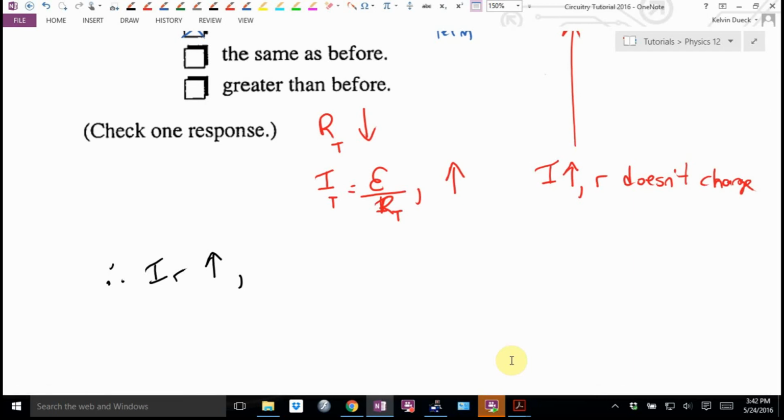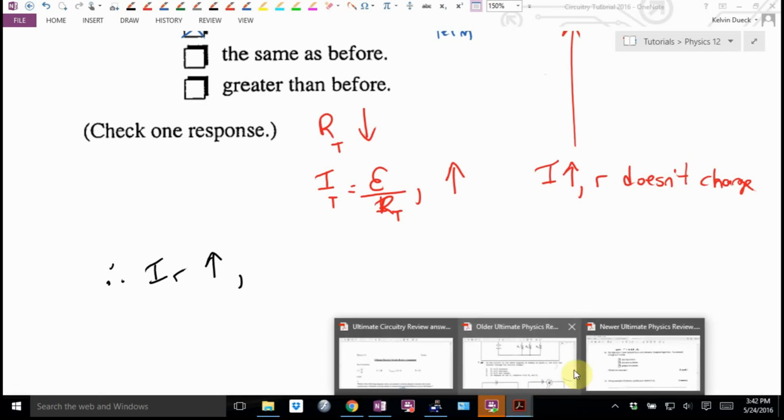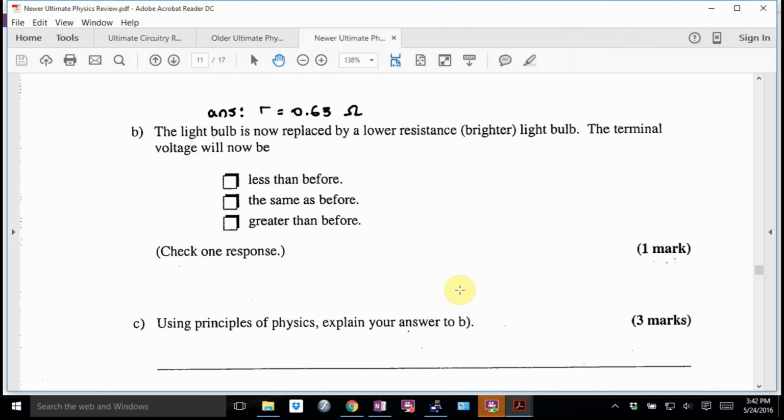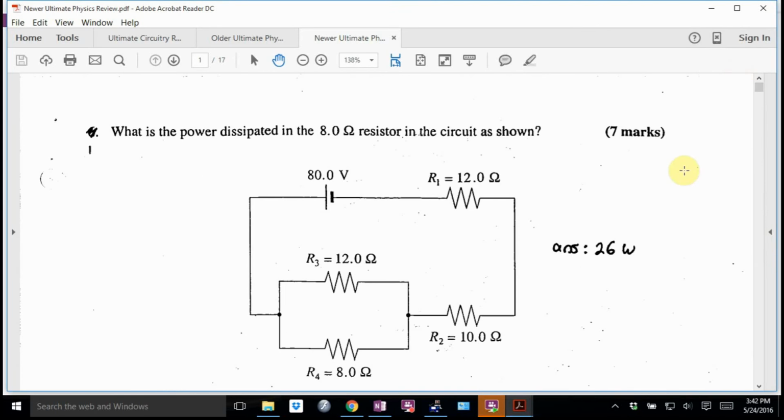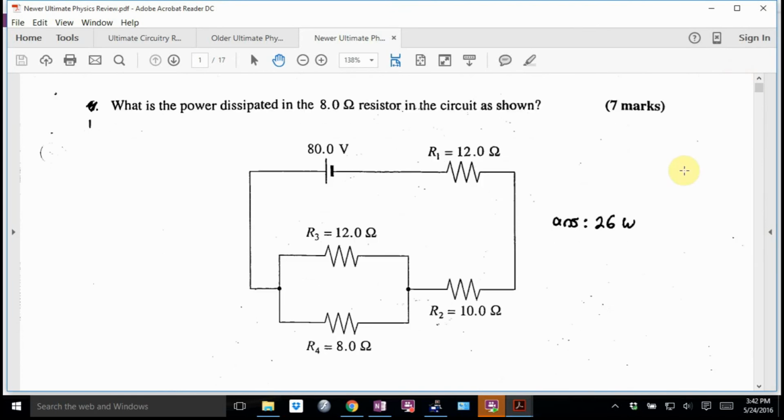Let me try a couple more here. I want to get as many with terminal voltage in because that's what I did at the end, and that kind of contains everything else anyhow. This is number 1. Mr. Dewick, really? What is the power dissipated in the 8 ohm resistor as shown? Are we going to have to rewrite this one?